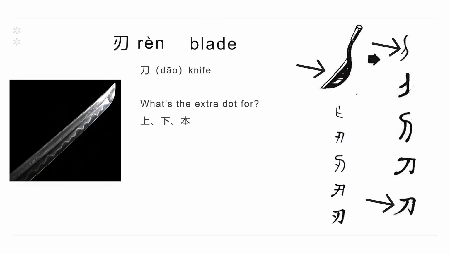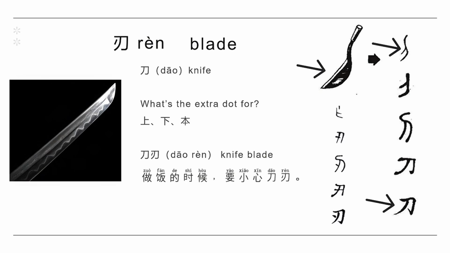Think about characters like 上 and 下. They use a line and a dot to show whether something is above or below. Or the character 本, meaning root. It adds an extra line at the bottom of 木 to draw your attention to the base of the tree where the root is.